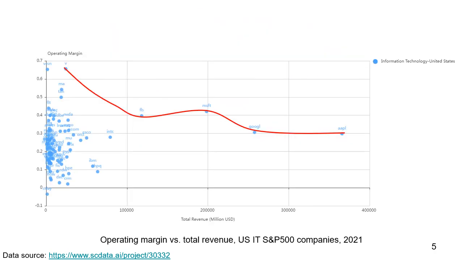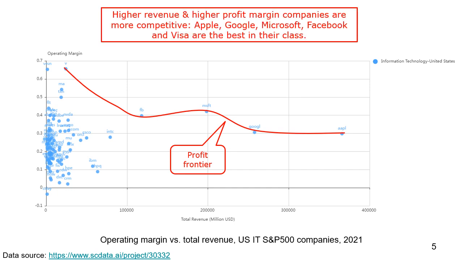But some old classical IT giants, such as IBM and HP, are not only small in comparison, but also performed below the average. Operating margin versus revenue analysis of the S&P 500 IT companies shows the profit frontier, indicating the most profitable companies in each revenue class. That is, given the same revenue, the firms with the highest operating margin form the profit frontier. Clearly, Apple, Google, Microsoft, Facebook, and Visa are on the profit frontier, and thus the most profitable companies among their peers. IBM and HP are not on the profit frontier, and thus less profitable than their peers.